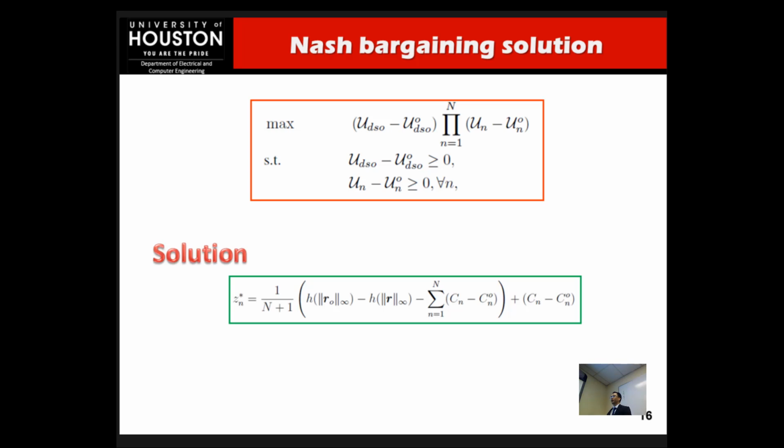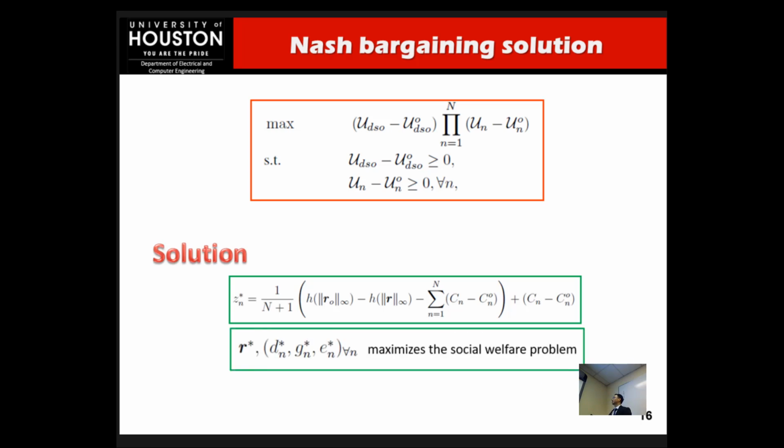But the problem here is we can only find the closed form solution for reimbursement. We cannot find the closed form solution for energy resource scaling of microgrids. But we know one property: the optimal resource scaling of microgrids will maximize the social welfare of the system. So what we need to do now is solve the social welfare optimization problem to determine the optimal resource scaling of the microgrids.